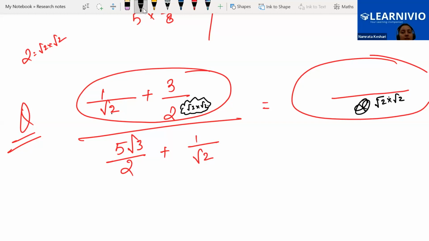What will be there in the numerator? Root 2, right? 1 root 2. What will be there in the numerator for the other part? Root 2 into root 2. We are thinking of 2 as root 2 into root 2. Okay, so it's exactly the same. It will be right. Any confusions in mind?